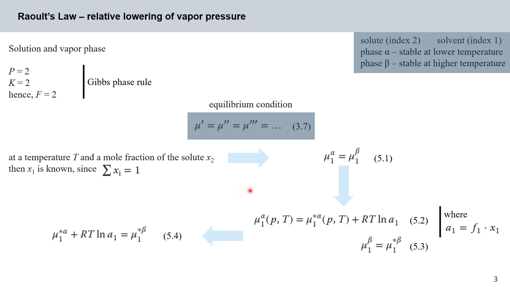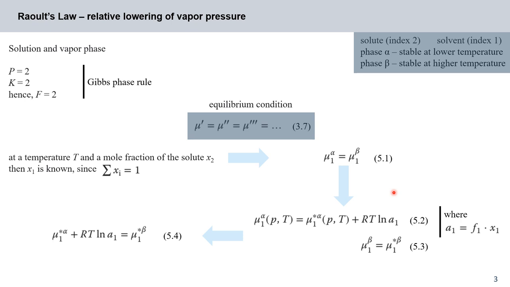So let's apply now the equilibrium condition here in equation 3.7, that the chemical potential is the same everywhere. We learned about this in lecture 5, if you want to refer back in your notes. So we get our equation 5.1: mu 1 alpha is equal to mu 1 beta. What does this mean?